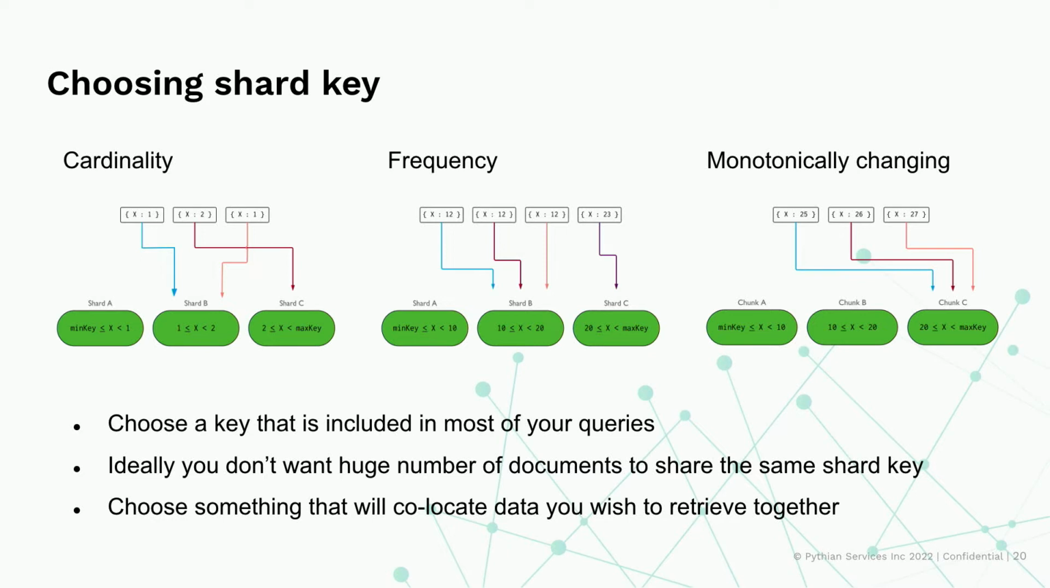And if you are doing range-based sharding, you will want to make sure that data that is close to each other will exist in the same chunk. So when you query, you hit a single shard instead of doing a broadcast operation.